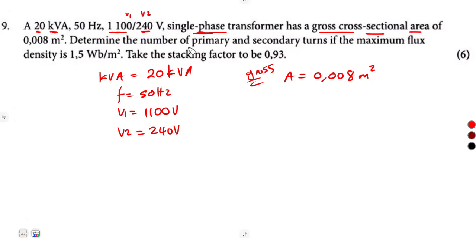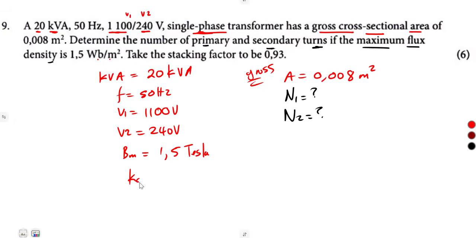So determine the number of primary and secondary turns. All right. So we are supposed to determine the primary and the secondary turns, if the maximum flux density is given as 1.5 Webers per square meter. It simply means a Tesla, all right? That's a Tesla or Weber per square meter. And the staking factor is given as 0.93. All right. So we need to calculate N1 and N2.